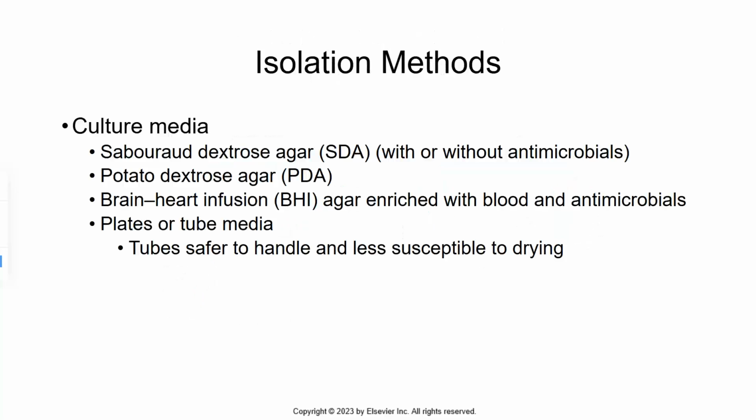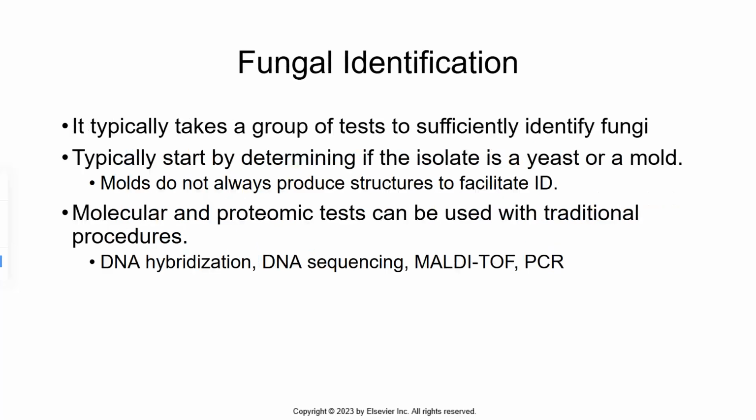So culture media: Sabouraud dextrose agar with or without antimicrobials, potato dextrose agar, brain heart infusion agar enriched with blood and antimicrobials. Plates or tube media. Tubes are safer to handle and less susceptible to drying. It typically takes a group of tests to sufficiently identify fungi. Typically start by determining if the isolate is a yeast or a mold. Molds don't always produce structures to facilitate identification. There are molecular and proteomic tests that can be used with traditional procedures, such as DNA hybridization, DNA sequencing, MALDI-TOF, or PCR.